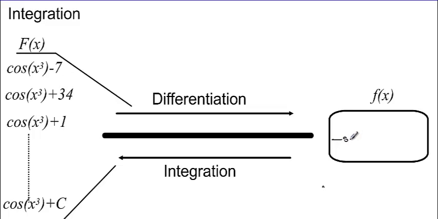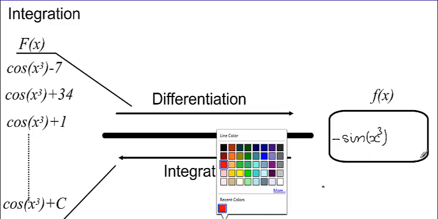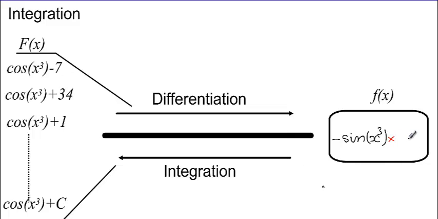Minus, that is too small. Minus sine, brackets what? X cubed, multiplied by 3x squared. I've intentionally written that 3x squared there in red.